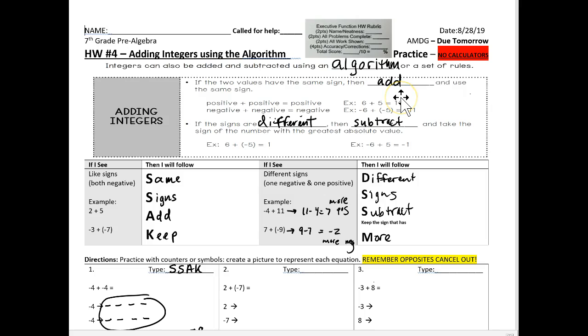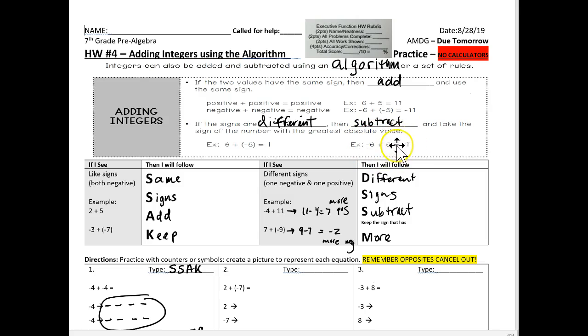If the signs are different, then you subtract and take the sign of the number with the greatest absolute value. This is a kind of confusing way of saying take the sign of the one that you have more of. So 6 plus negative 5, you're actually going to subtract even though you see a plus sign, because they have different signs. 6 minus 5 is 1, and I have more positives, so that's why it's positive 1. Negative 6 plus 5 equals negative 1. Again, they're different signs, so I subtract 6 minus 5, but this time I have more negatives, so therefore my answer is negative 1.